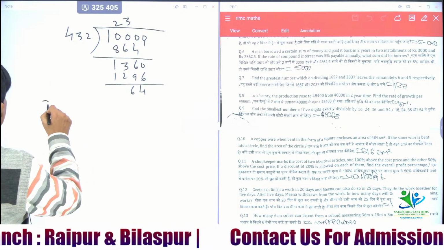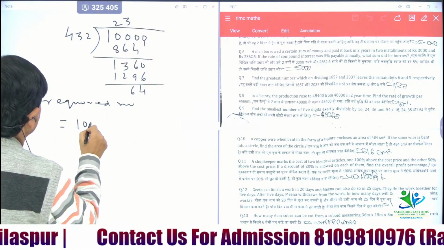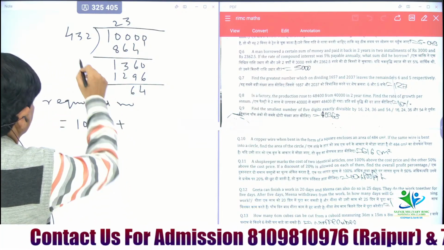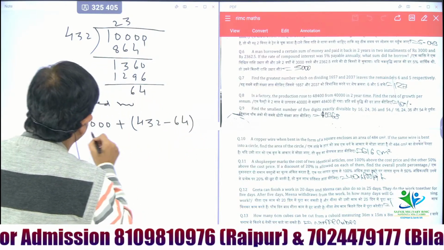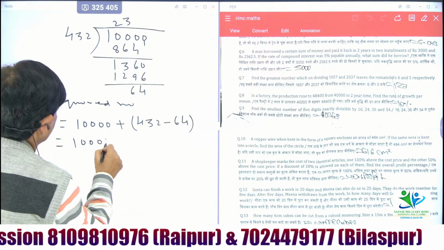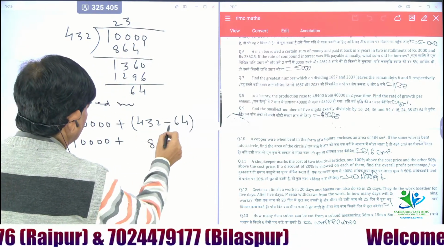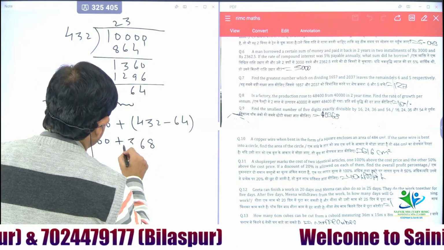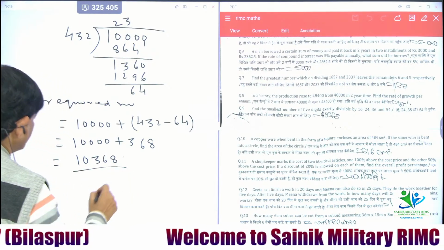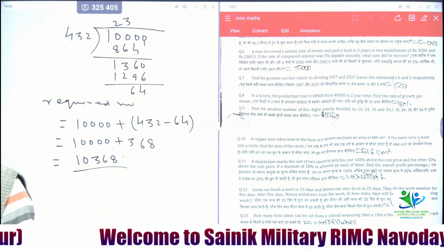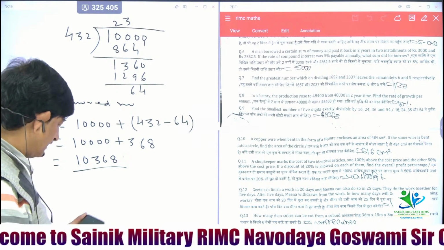So the required number that was asked can be calculated by 10000 plus the divisor 432 minus the remainder. The difference of these two has to be added. And if we subtract, 12 minus 4 is 8, and 12 minus 6 is 6, and that is 368, and the final answer is 10368. So this one is the smallest 5-digit number which is divisible by the given numbers.